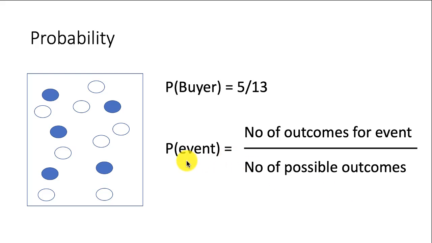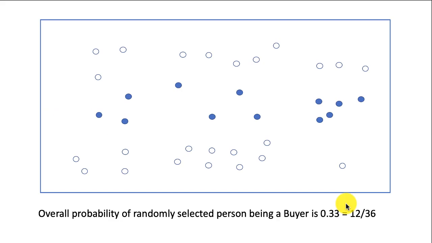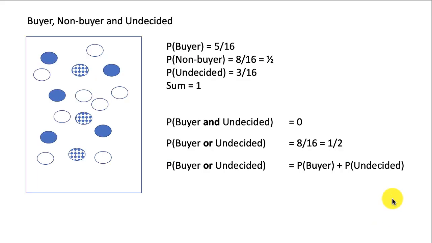So the probability of an event is the number of outcomes that signify the event divided by the total number of possible outcomes. Here we've got another slightly larger set, which consists of 36 people, out of which 12 happen to be buyers, and therefore the probability in this case would be 1/3 or 12 divided by 36, which is 0.33.